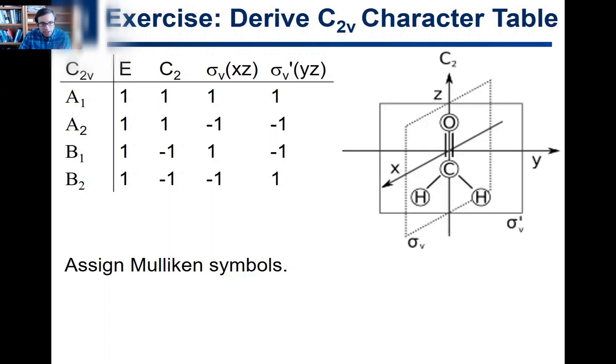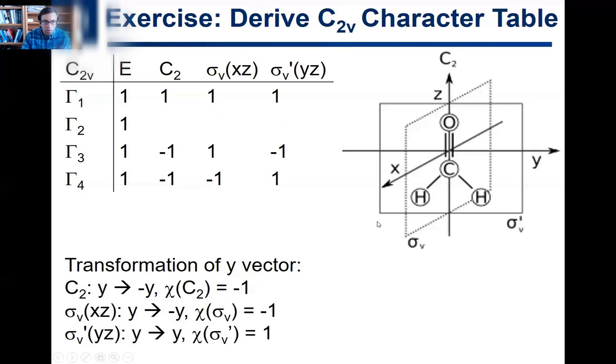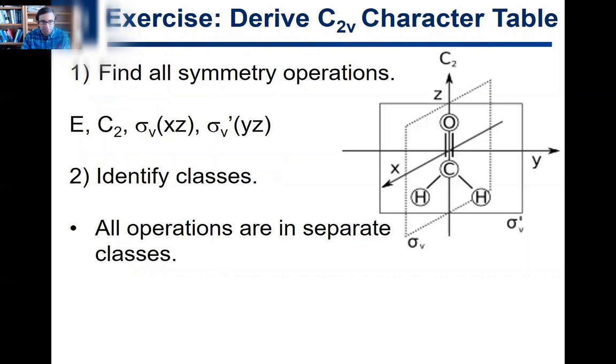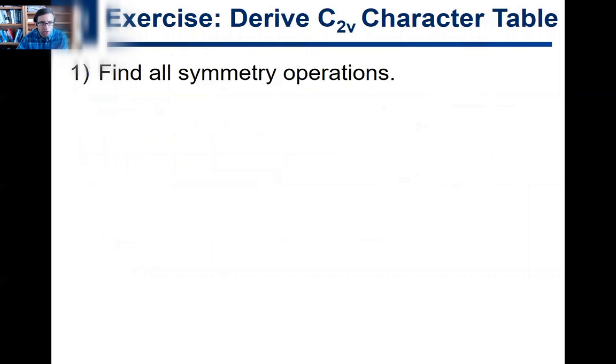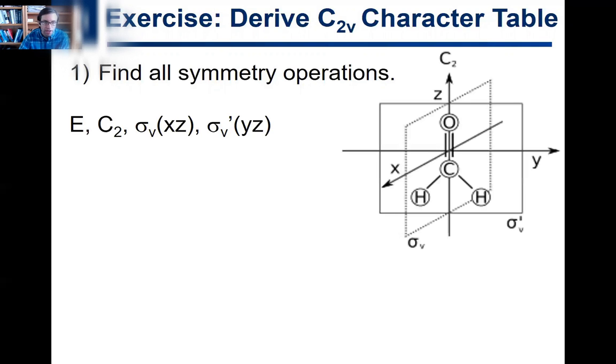So what we're going to do here is derive the C2v character table. I've shown it here. How are we going to get there? Well, the first thing we're going to do is find all the symmetry elements, all the symmetry operations. So we have to think about what does C2v mean.